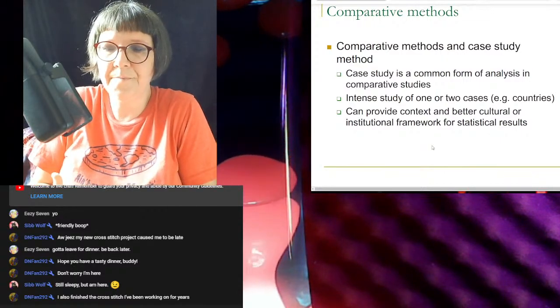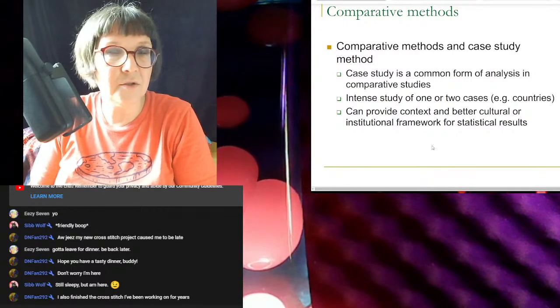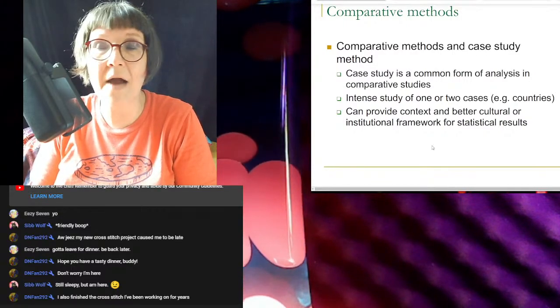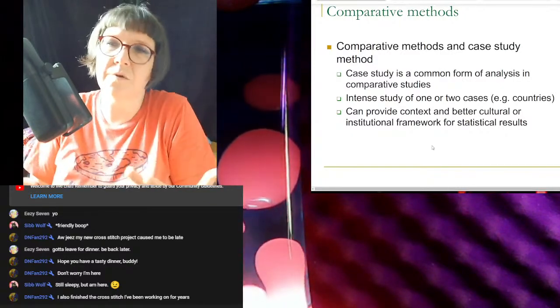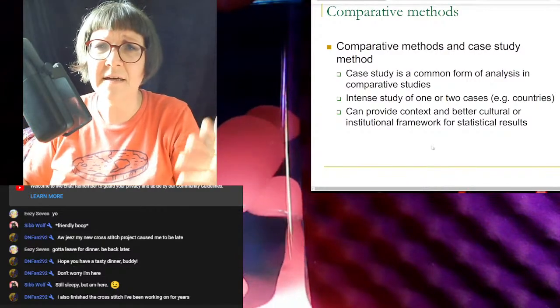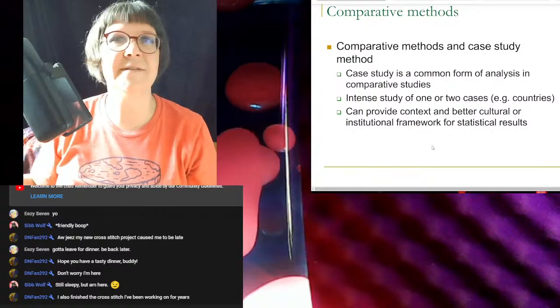And that's why a case study, where you can talk about, for example, the institutional and cultural backgrounds that account for why people think about things in a certain way, is going to capture that kind of uniqueness far better than a one-size-fits-all model.